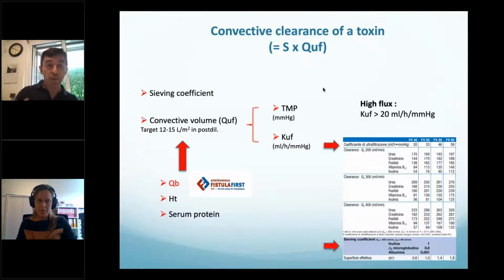But of course, the ultrafiltration can be just a proportion of the plasma water entering the filter. So it will depend on the blood flow and on hematocrit and total protein content of the blood. So once again, the blood flow is basically the main determinant of the convective volume. And so vascular access is a critical point.